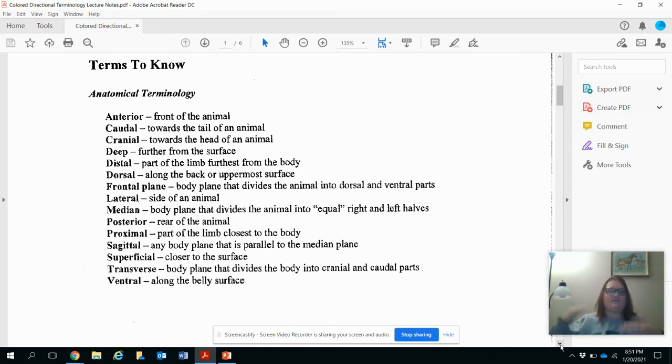So if you're talking skin layers, the epidermis is on top, and then you have the dermis and the subcutaneous layer. So the subcutaneous layer would be deep, and then the epidermis would be superficial. And then we have transverse plane that divides the body into cranial and caudal parts, and the ventral surface runs under the four-legged animal's chin, and then by the pectorals, the chest area, and then under the belly.